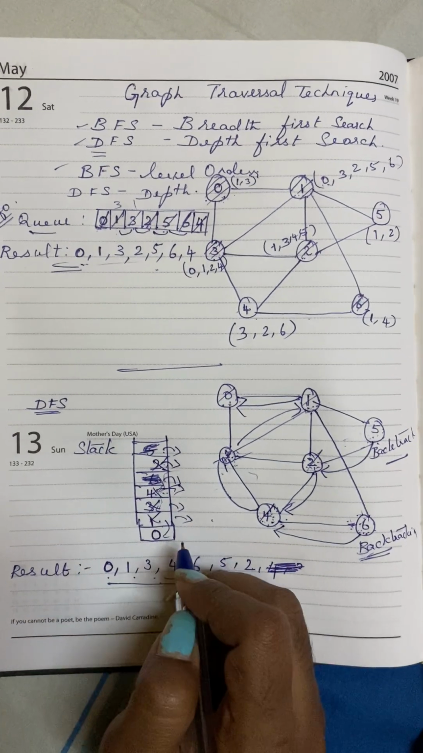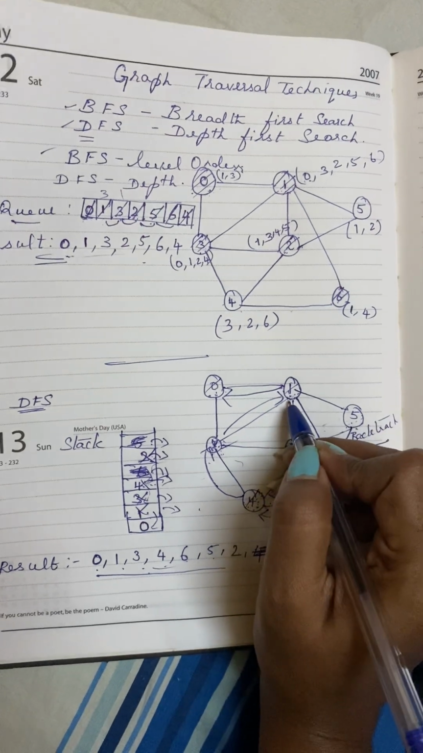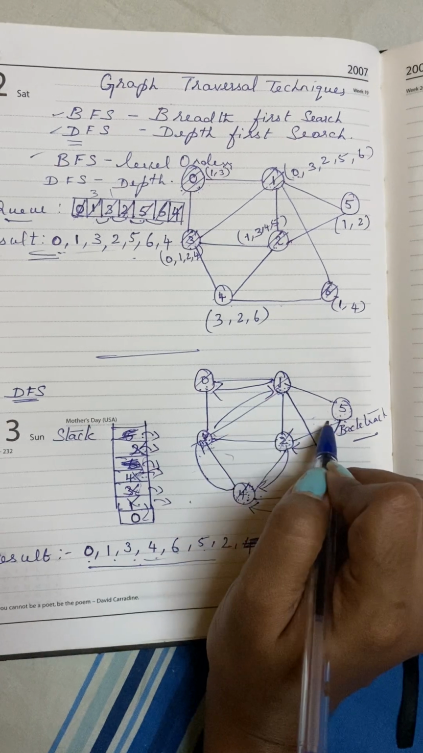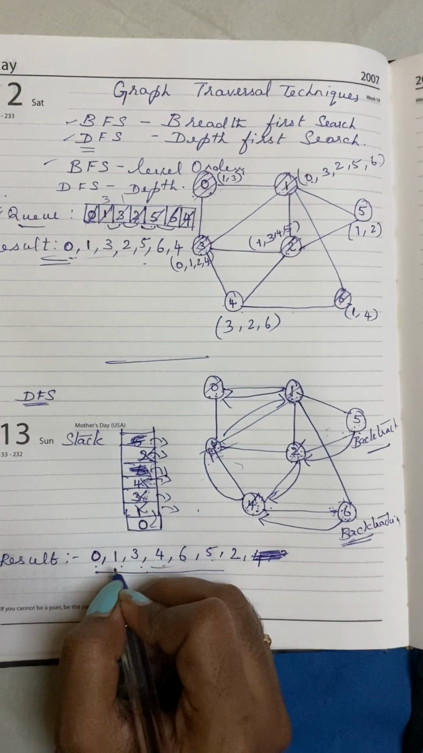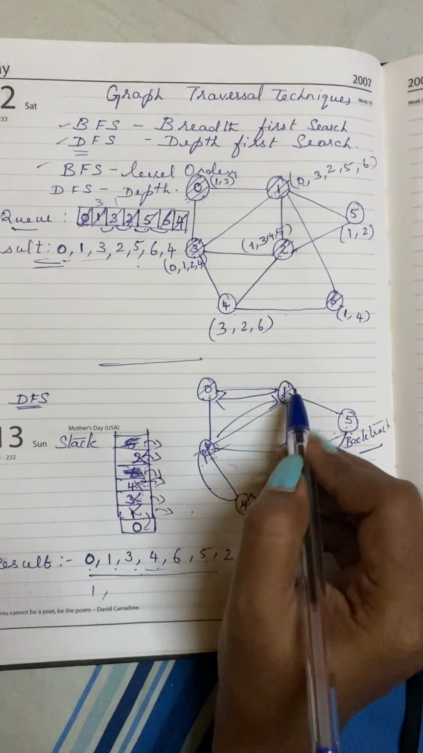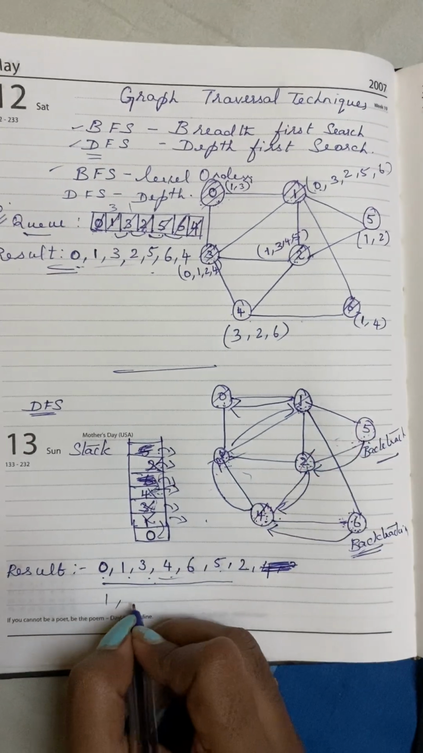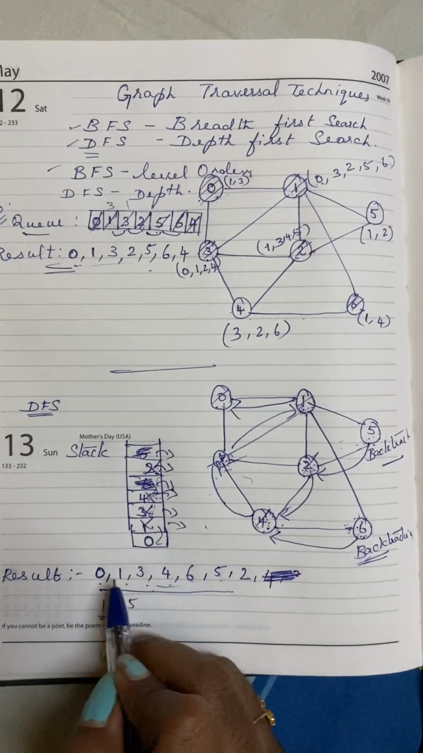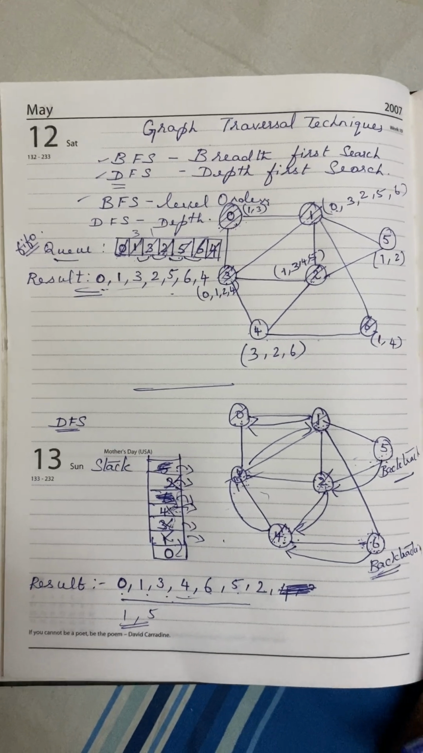So here is how the results will differ. Suppose I am choosing 1 as my root node. In that case, I have 0, 3, 2 and 5 as my adjacent elements. So if I choose 1 as my root element, my result would start with 1. And next, if I choose the element 5 as my adjacent element, any one adjacent element, my result will start like 1, 5. So this is also one of the results of your depth first search.